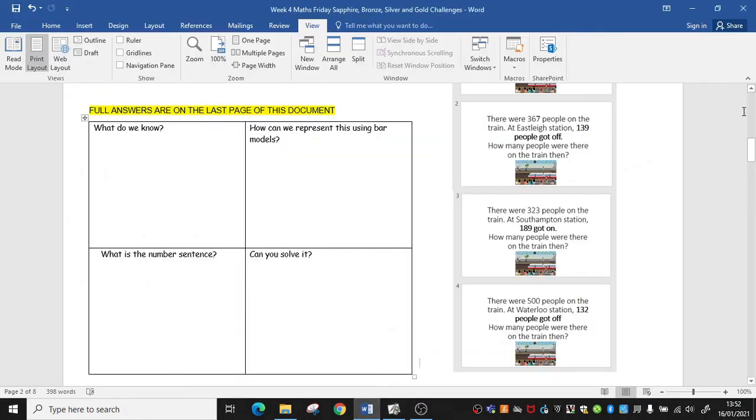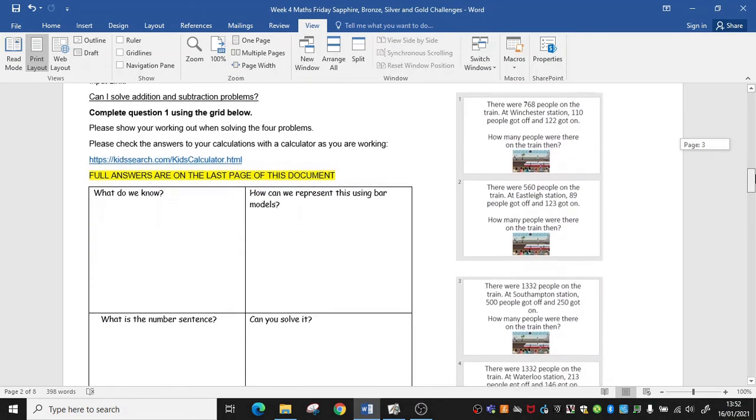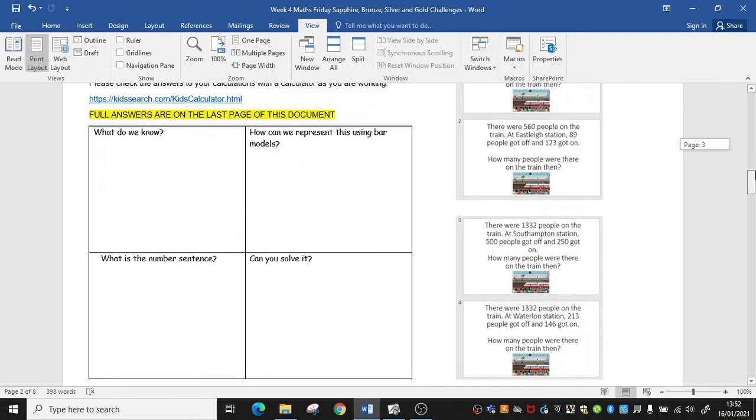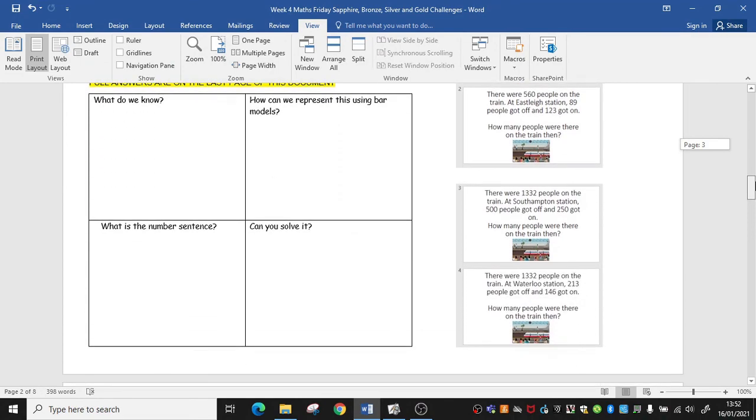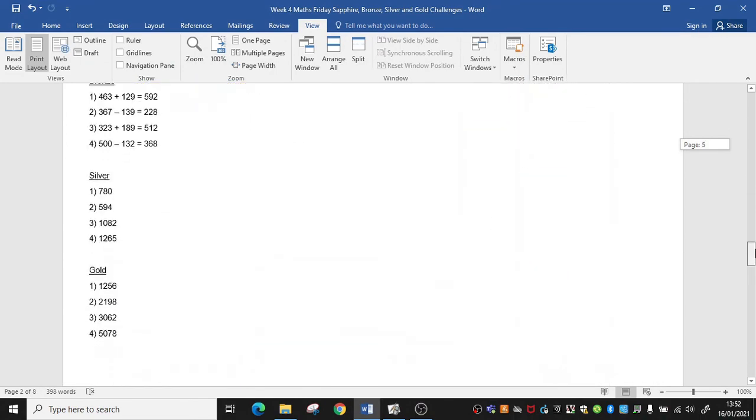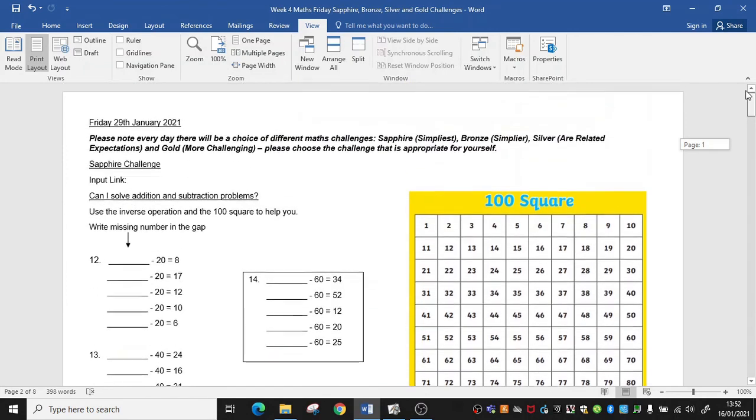Today's task. I'd like you to make sure, as I've said already, that you complete the grid for the first question, then show your working for the next 3. And the answers to your questions are at the bottom of this sheet.